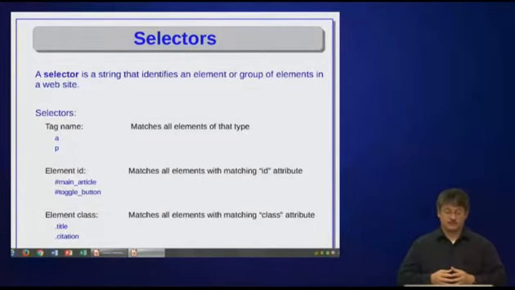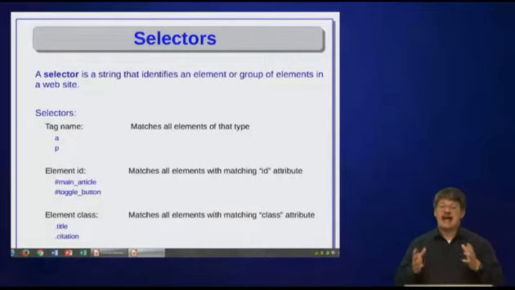Another way to select an element to style is to use its attributes. So we can select against the tag name, or we can use the attributes to select a style. And the most common attributes to use are the ID attribute and the class attribute. We're going to talk in a minute about how those are different, but here are some examples.